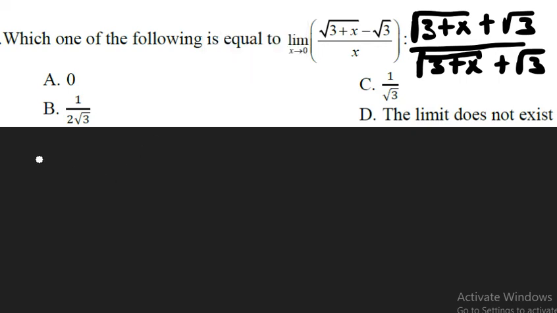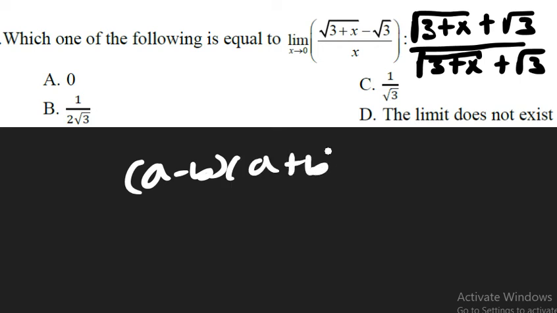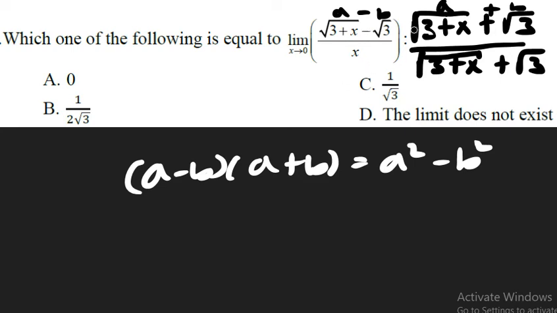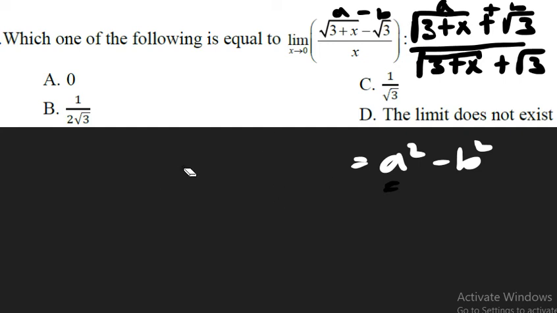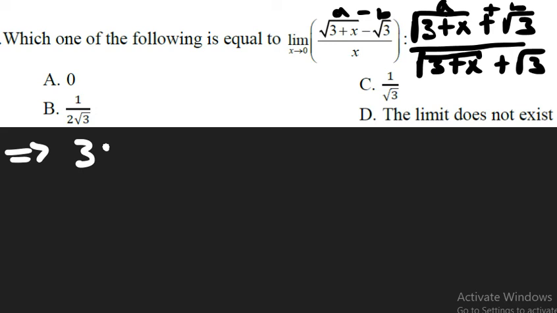Let us see. Remember the formula: when you multiply a minus b times a plus b, it is the same as a square minus b square. So here is the same case. If you consider this one a, this one b, so a minus b is there, and consider this one a plus b form. When you multiply, a square minus b square will happen. When you square, the radical will be removed. Therefore, it's going to be 3 plus x minus 3 remaining up.